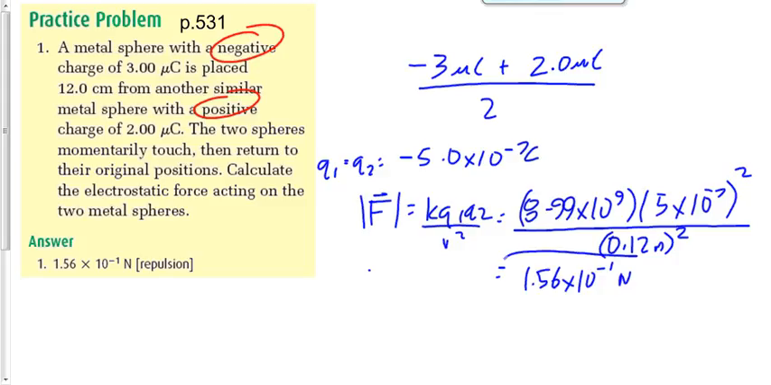How do we know that it's repulsive, as they tell me here? Yep. How do we know it's repulsive? Yeah, like charges are going to repel each other.